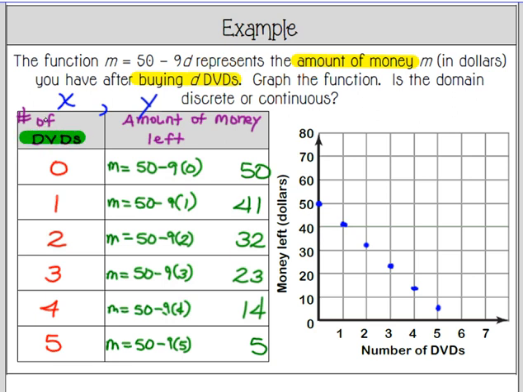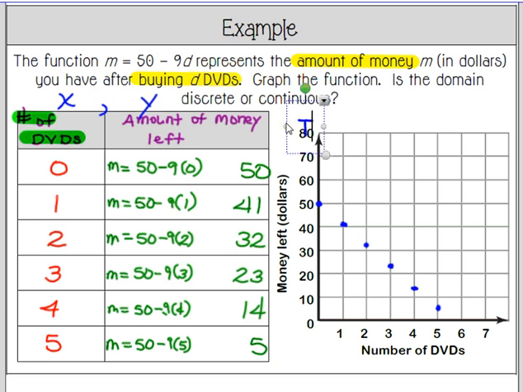So then we need to determine, okay, can we have between 0 and 1 DVDs? Can we have between 1 and 2 DVDs? Do we need to draw the line here to connect those to include all of those points in between? And so hopefully we should be thinking that we cannot do that. And so in this case, we would leave our points the way that they are.